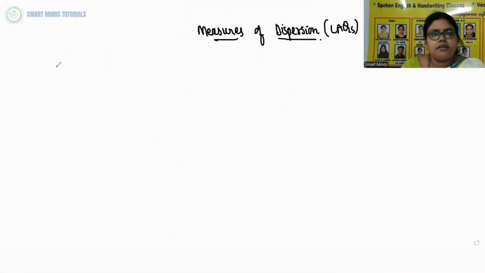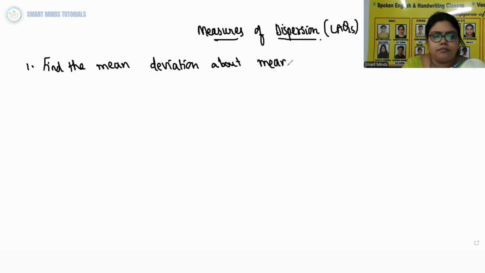Now let's get started with measures of dispersion LAQs. Take the first question. This is the most important one. Find the mean deviation about mean for the following data.